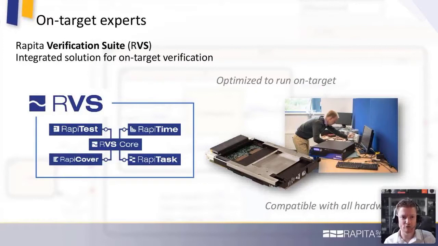And RVS stands for Rapita Verification Suite. It's a collection of tools designed specifically for software verification on the target hardware. Our tools work primarily through code instrumentation. So we inject instrumentation points, extra code fragments, into your source code in order to measure things like timing and the results of tests. This approach means we are completely architecture independent. So if you can compile your source code in either C, C++, or Ada for a particular piece of hardware, then we can use RVS with that particular piece of hardware.